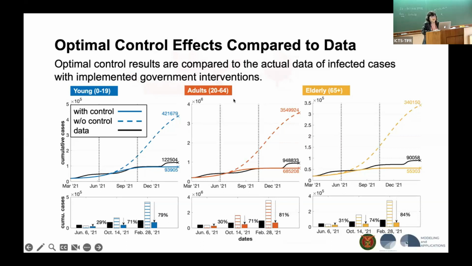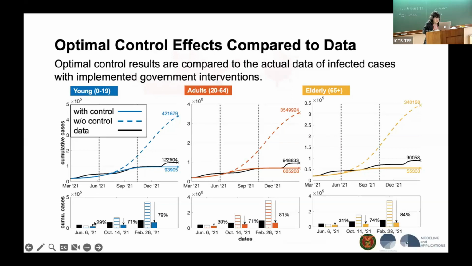And here also in the adult age group, the red curve is the with control. The black curve is the actual data of infected cases from March 21 up to February 28. And so the black and the red are very close. And also for the elderly age group, the yellow line and the black line. And the lower panel shows the accumulated cases at the end of each period.